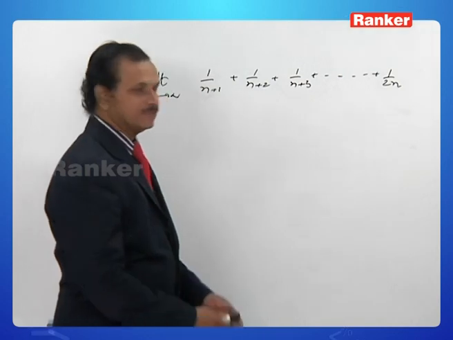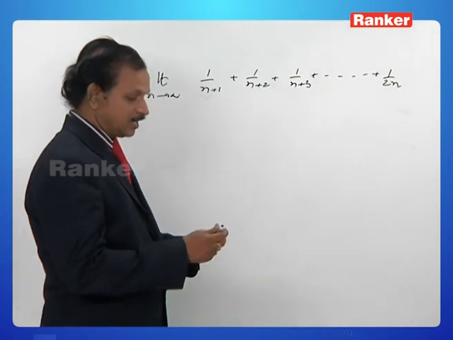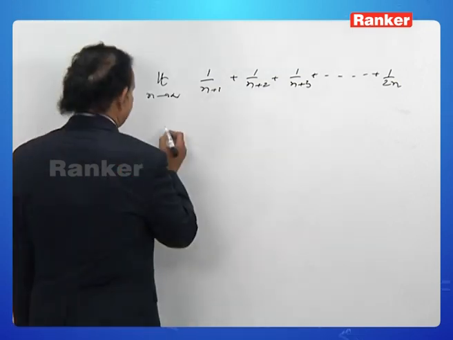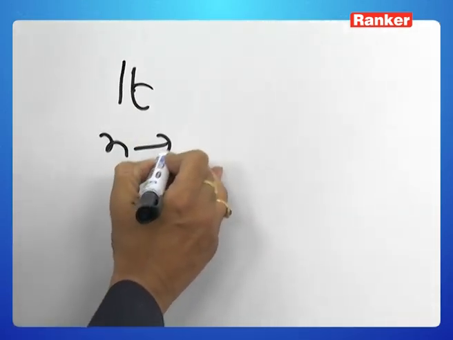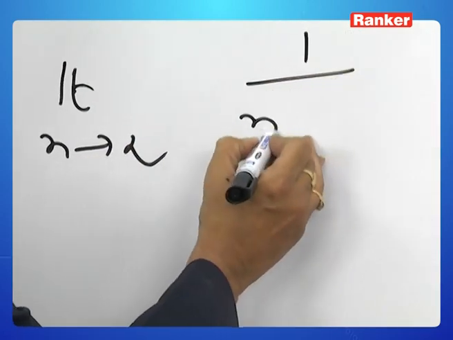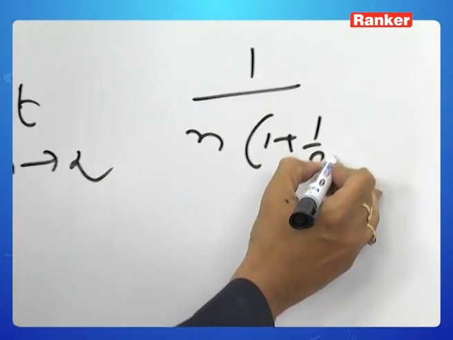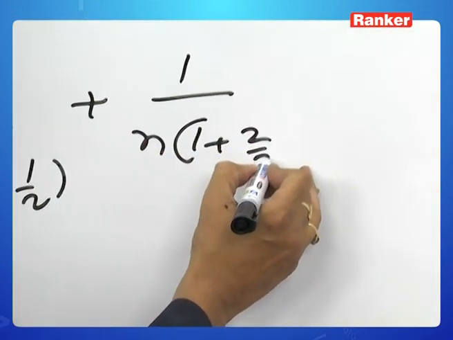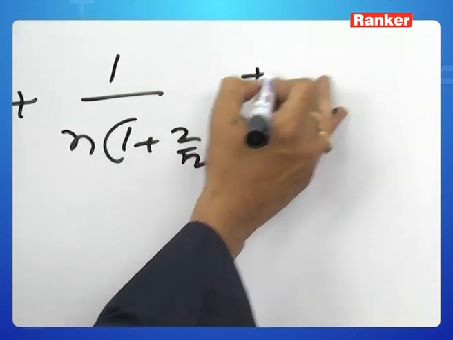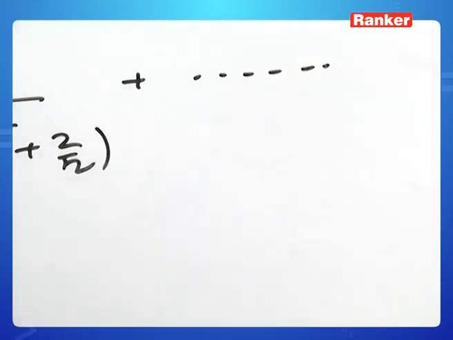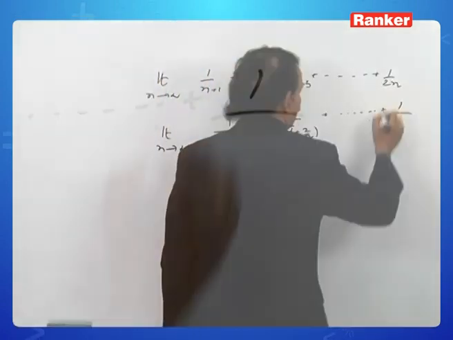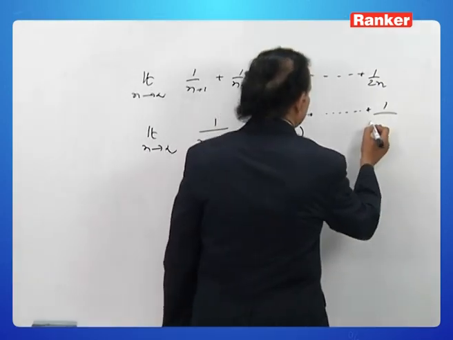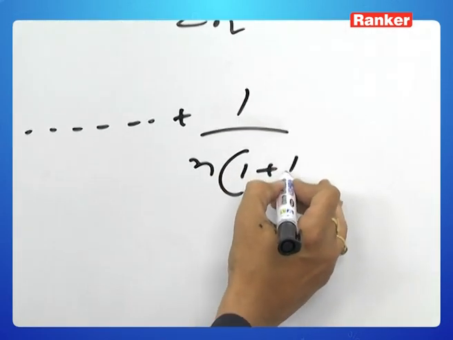As we have the previous procedure. What is that procedure? Integration as the limit of a sum. We are going to use it. How? You observe that. Limit as n tends to infinity 1 by n into 1 plus 1 by n, plus 1 by n into 1 plus 2 by n, plus 1 by n into 1 plus 3 by n, plus, and so on, 1 by, what can you say about 2n? It is n plus n. n into 1 plus n by n.